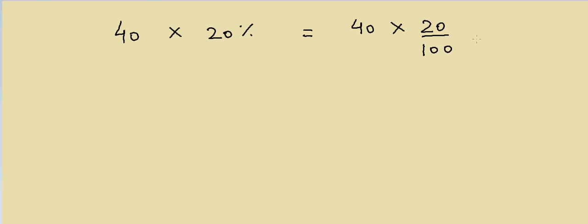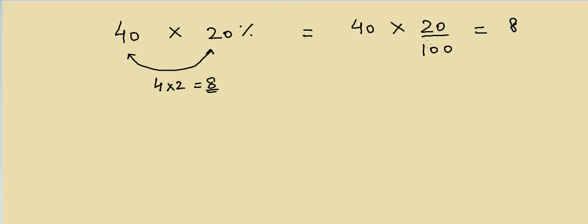So if I have 40 and I want to get 20% of this number, the traditional way is I'll take 40 multiply by 20 divide by 100 and the answer will be equal to 8. If you look at it, it's basically 4 and 2. So you could have just multiplied 4 and 2, that's equal to 8. So the answer is 8.